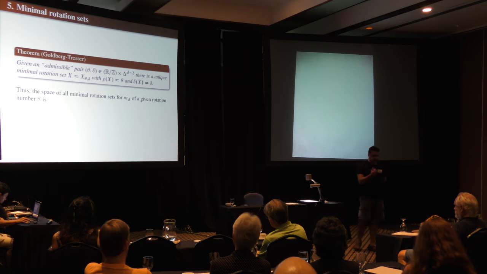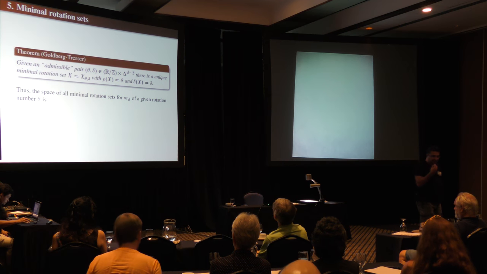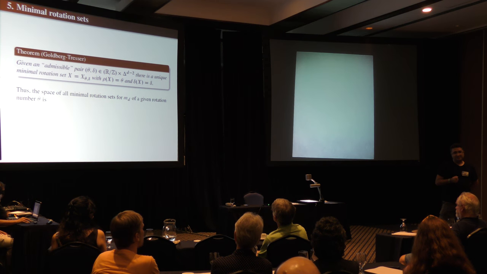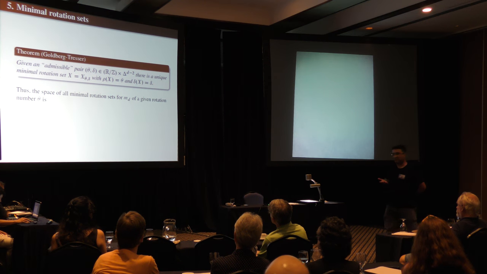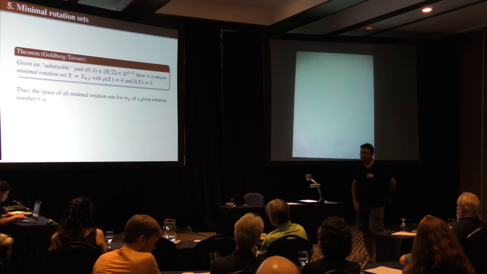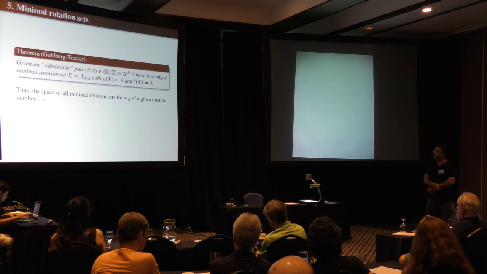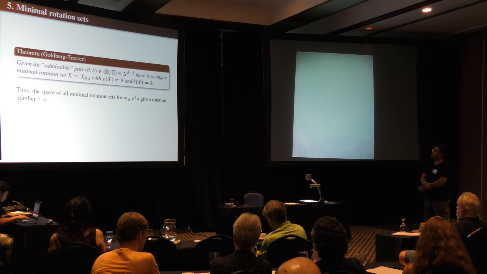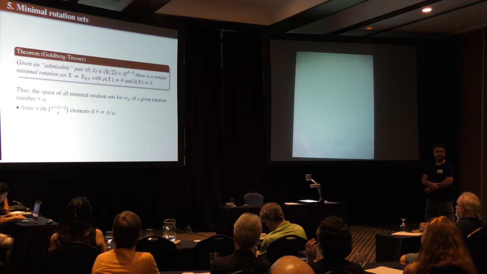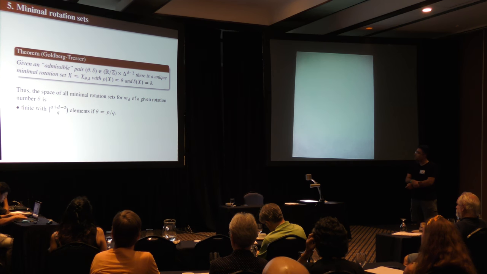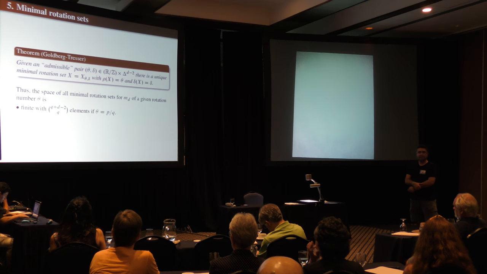So it turns out that the kind of uniqueness statement that you have in degree 2, you don't have that uniqueness in higher degrees. You have uniqueness in degree 2 because the dimension is just too low. So it follows that, if you fix your rotation number theta, the space of all minimal rotation sets with given rotation number theta is finite if theta is of the form P over Q. And that's exactly the number of such cycles.